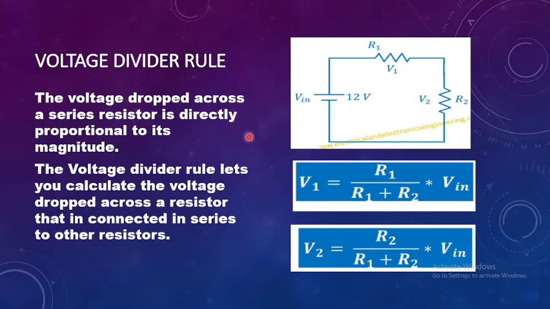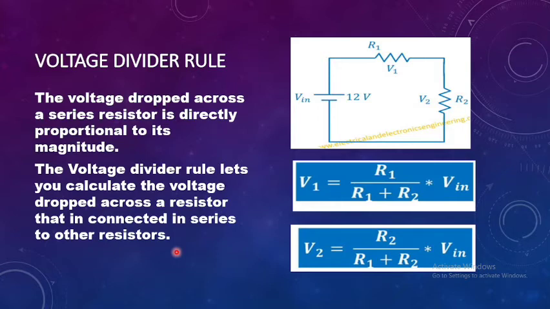So the voltage drop across a series resistor is directly proportional to its magnitude. The voltage divider rule lets you calculate the voltage drop across a resistor that is connected in series to the other resistors. So, why we have voltage divider and current divider? Minsan kasi kulang yung mga yung binibigay nila na parameters. So, we cannot use the ohms law, we cannot use other formula.